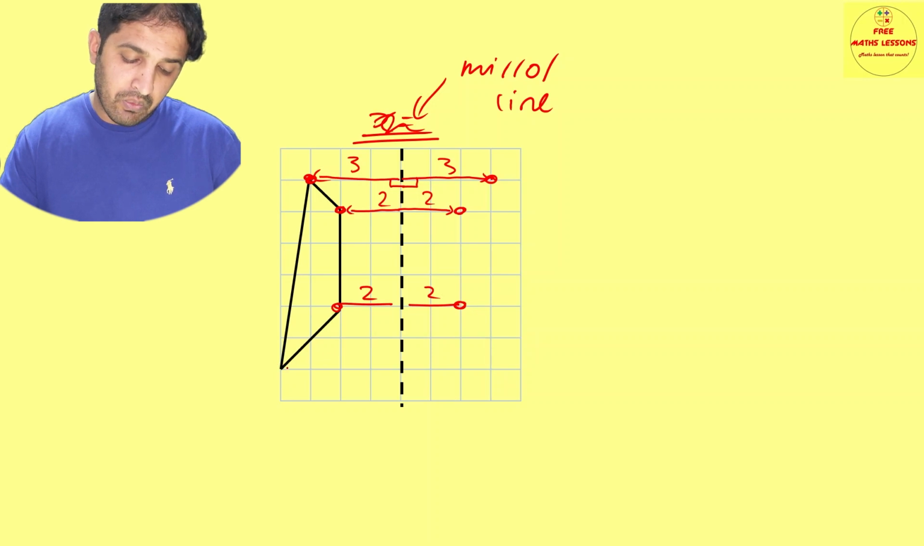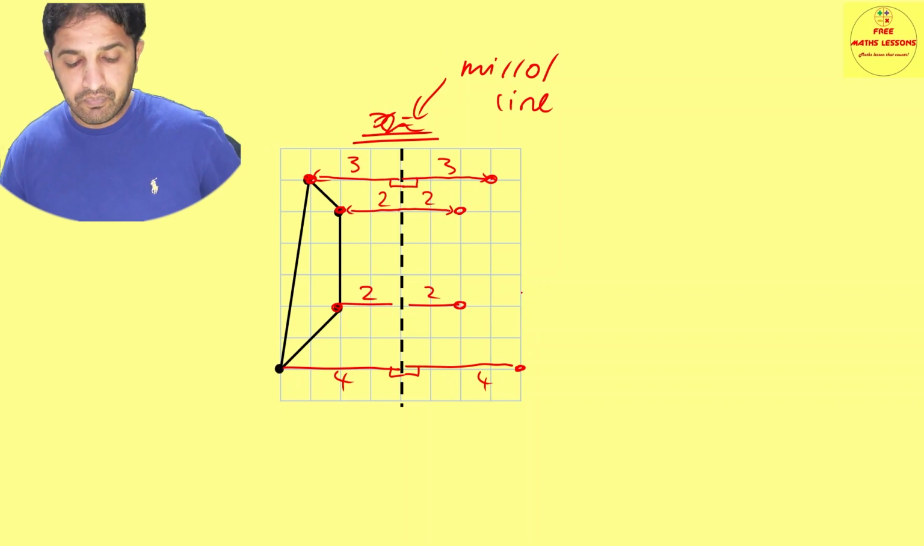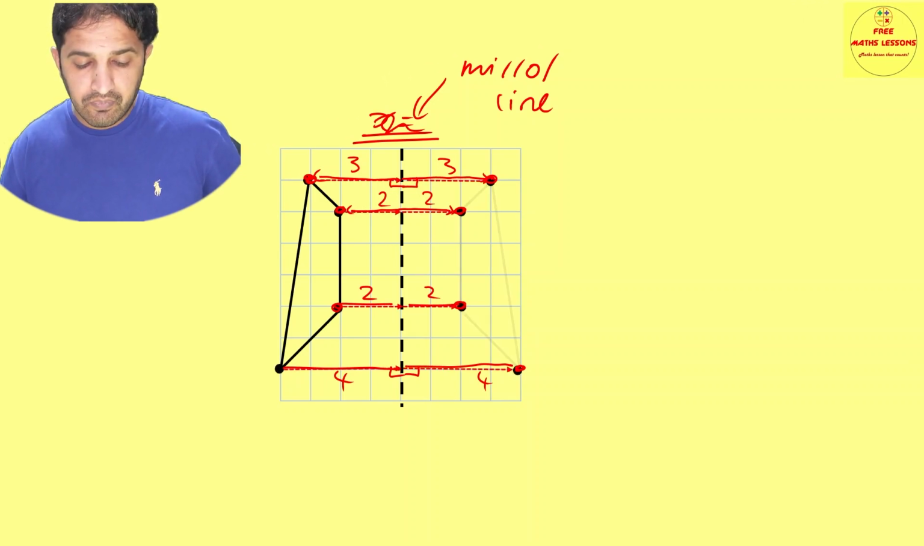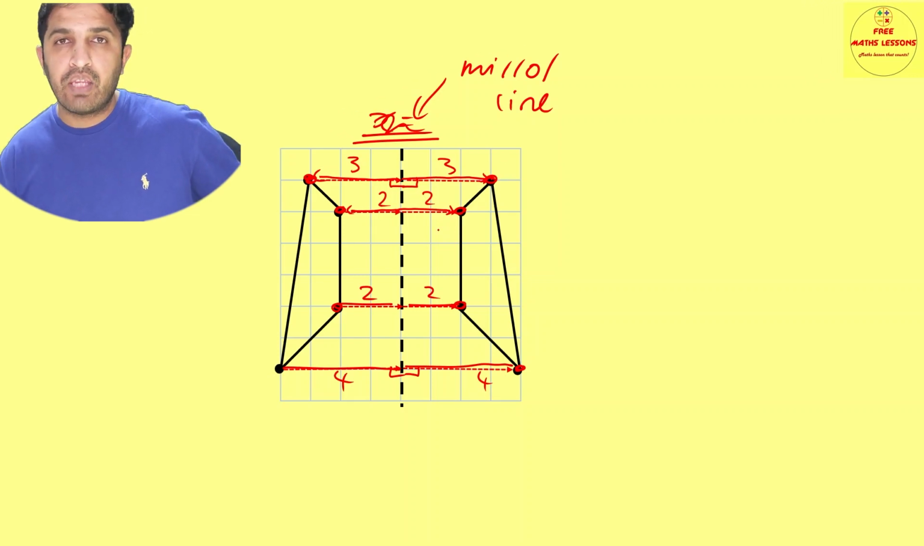And that one is 4. So this point here is going to be 4 as well. They all make a 90-degree angle. So we already found the shape, and that would create exactly identical shape on the other side.